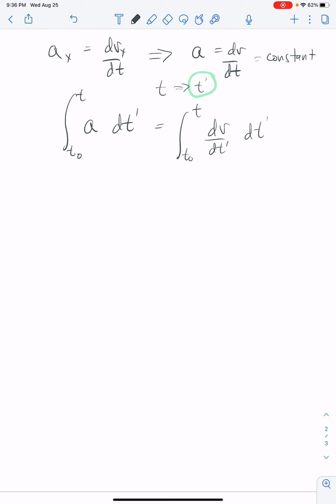Okay, so the left side of this equation is just a constant, right? Which means that when we do this integration, we have a times t prime evaluated from t prime equals t naught to t prime equals t. And then on the right side, we can either do as I did in class today and do a change of variables so that we integrate over dv instead of dt, or we can use the fundamental theorem of calculus, which says that this is equal to v of t minus v of t naught, and I'm just going to do it that way this time, okay?